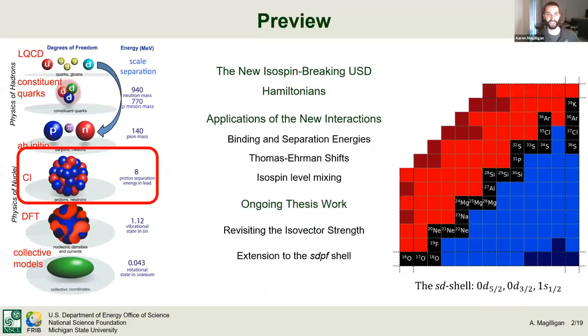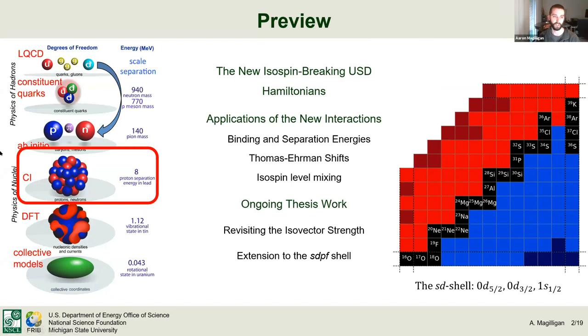Okay. Yep, it's done. So just to preview the talk today a little bit, we'll be talking about the new isospin breaking USD Hamiltonians, USDC, that were mentioned. Some applications that we use them for, looking at binding and separation energies, talking about Thomas-Ehrman shifts, and looking at some cases of isospin level mixing. And then I'll talk a little bit about my ongoing thesis work, revisiting the isovector strength in the USDC interactions and an extension into the SDPF shell.